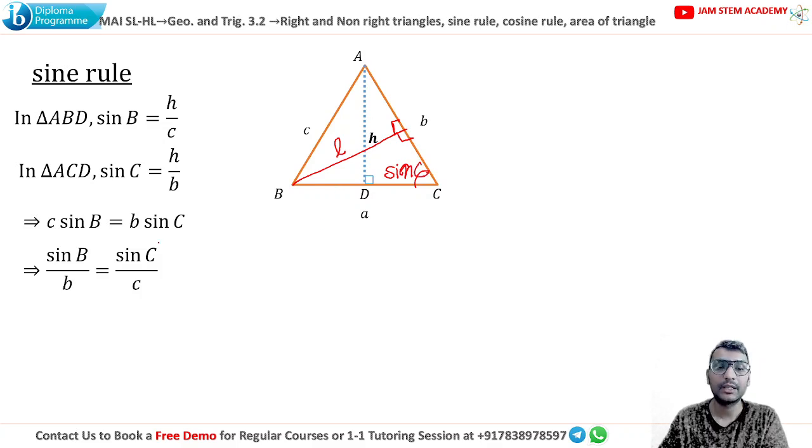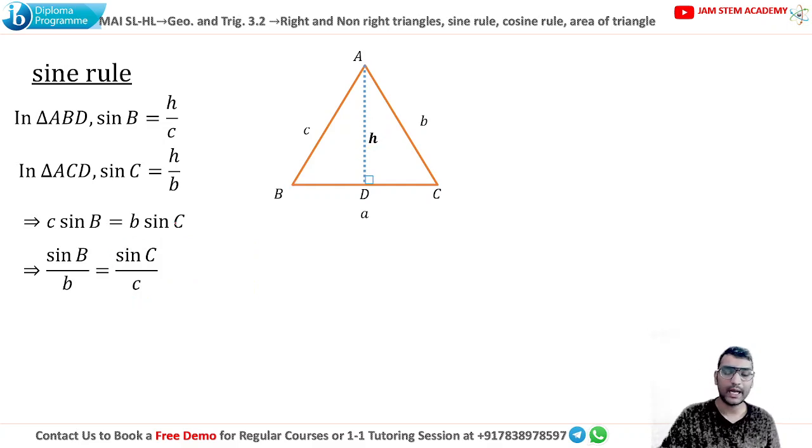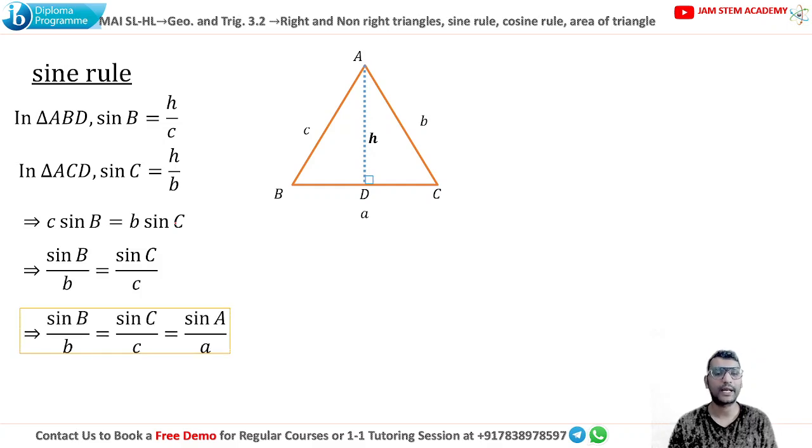When you calculate this, you can get a relation in sine A and sine C, which will give you sine C over C equals sine A over A, if you drop a perpendicular from B to this side. Hence, we can say sine A over A equals sine B over B equals sine C over C. That's your sine rule. We generally use this sine rule if two angles are given to you and one side is given to you. You can use this to find the third side.